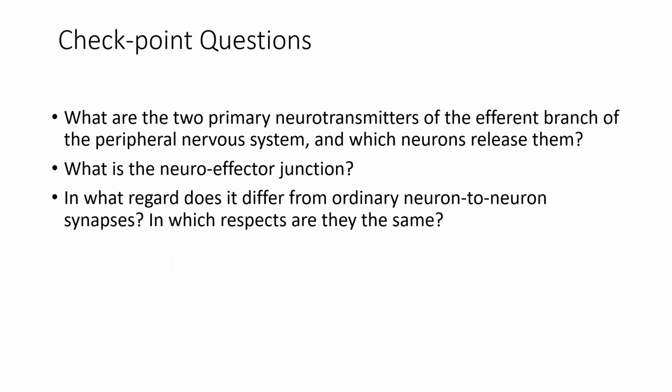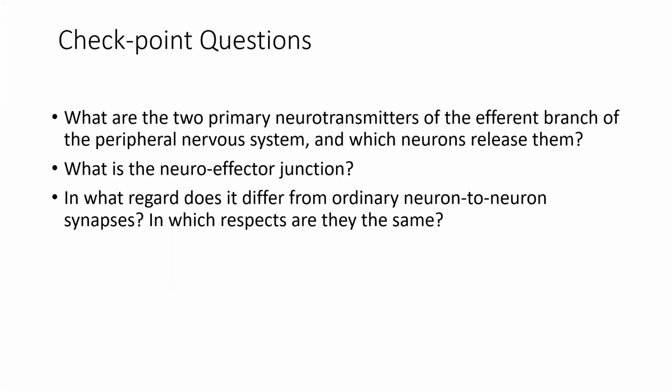What is the neuroeffector junction? So this is the specific junction between the postganglionic neuron and the effector cell in the autonomic nervous system, so both parasympathetic and sympathetic. And then in what regard does it differ from the ordinary neuron to neuron synapses? In what respects are they the same?